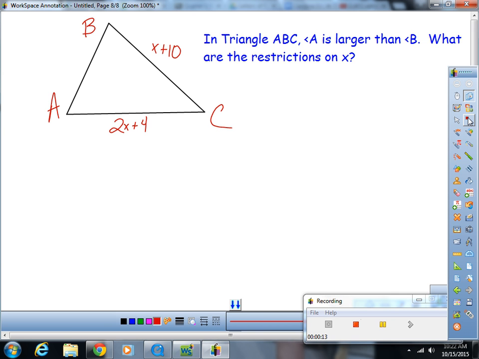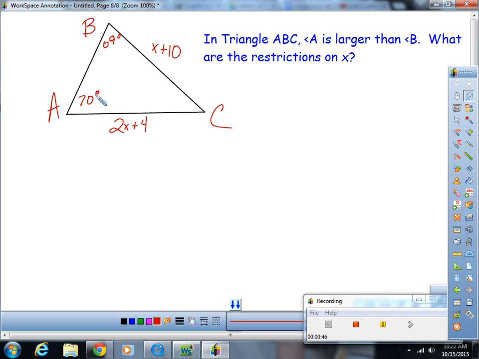Alright, so we're just giving you some help on a problem that involves what are the restrictions on x. This involves the triangle inequality, kind of, and it really just involves this idea that if an angle in a triangle is the biggest angle, then the side opposite from that angle is the biggest side. Okay? So in this problem, we know that angle A is larger than angle B. So let's just make up some numbers.